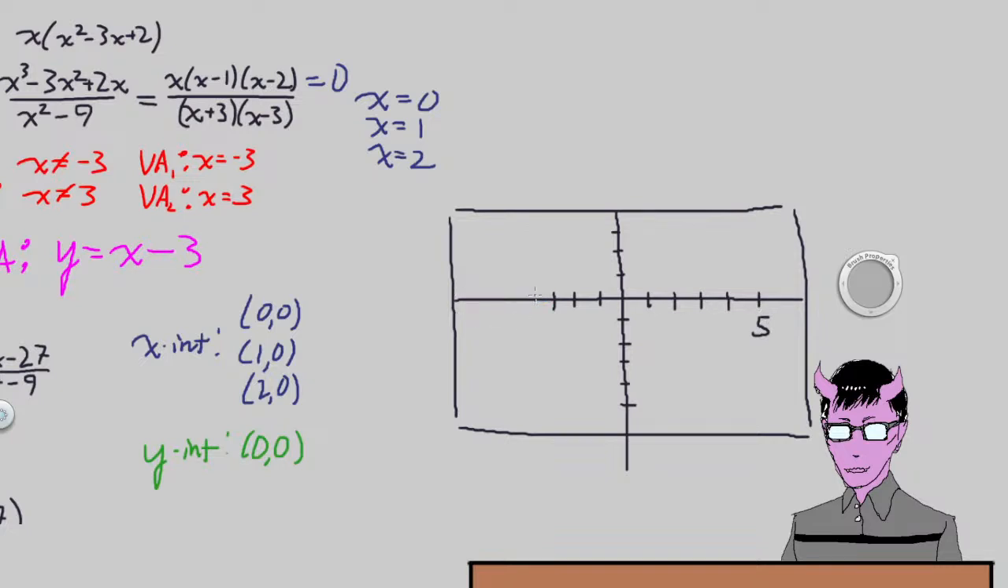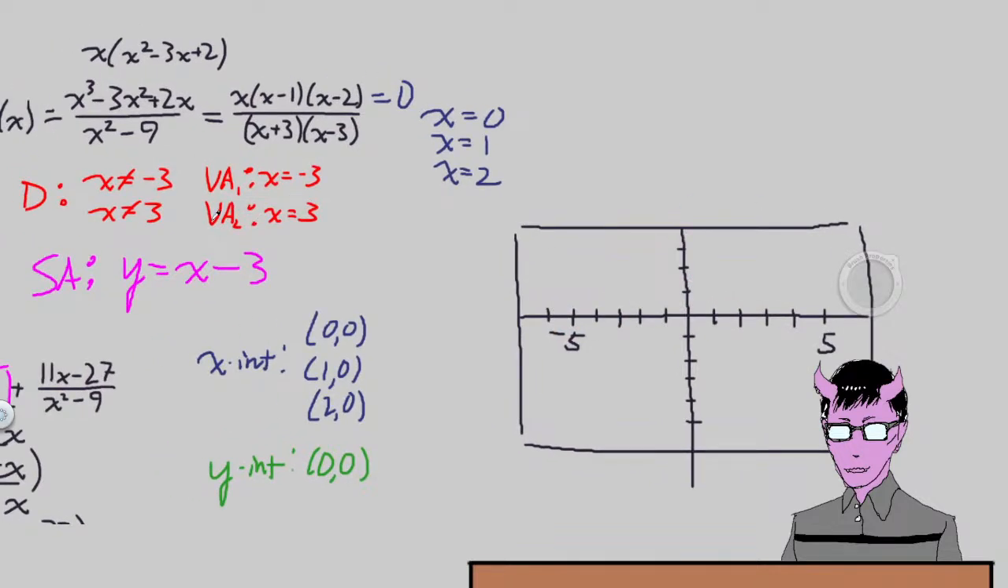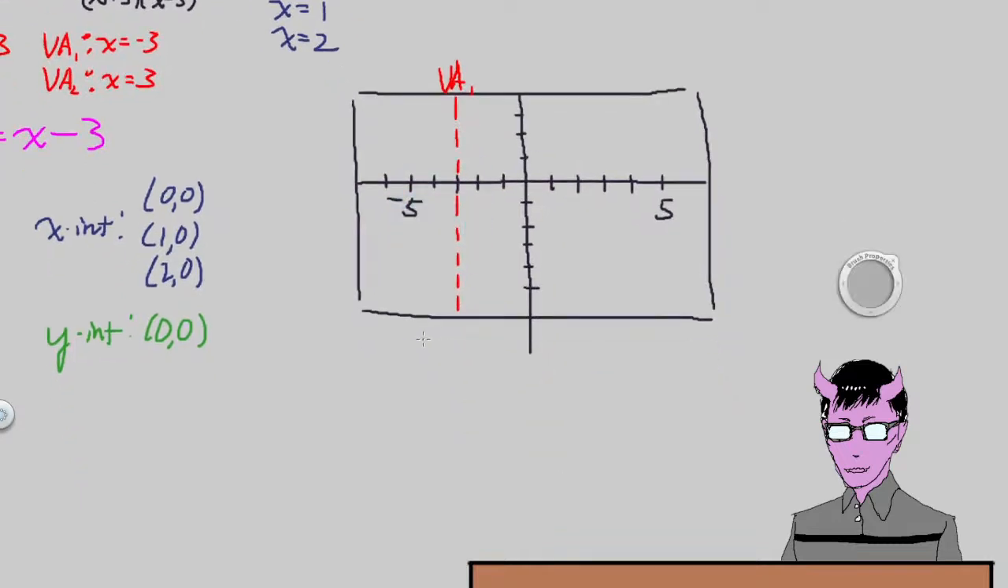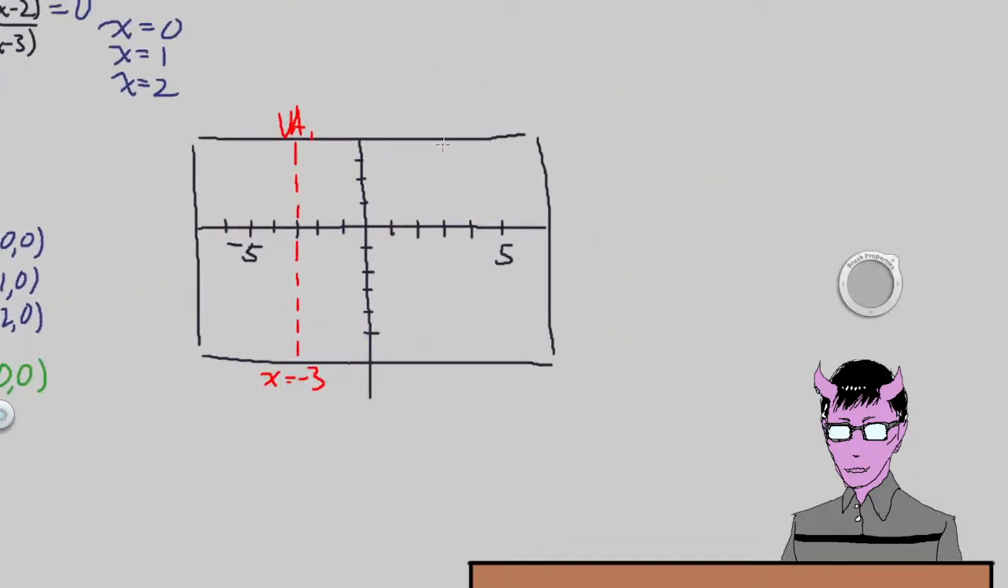Feels weird not putting more hash marks. Let me put more. Alright, so that looks good. VA1, and that's occurring at x equal to -3, and then VA2 is at +3.